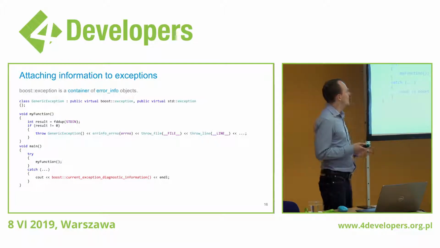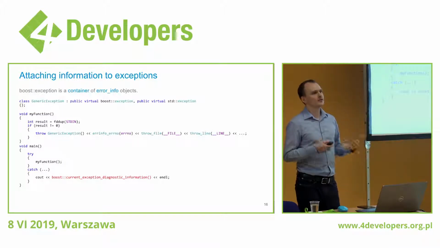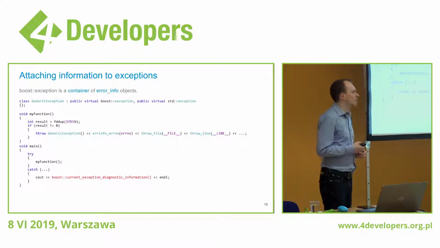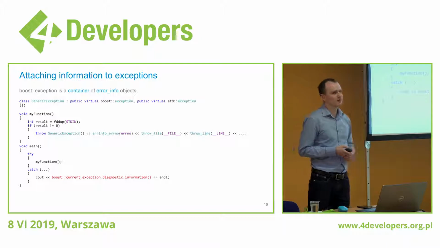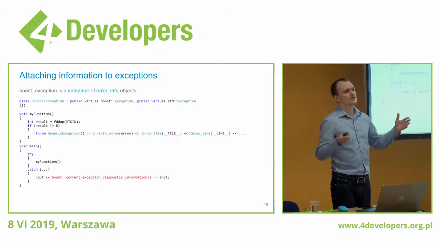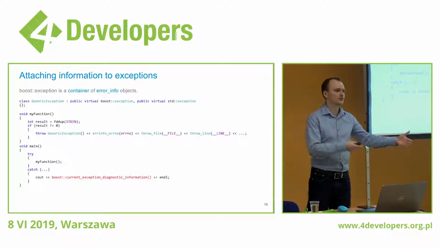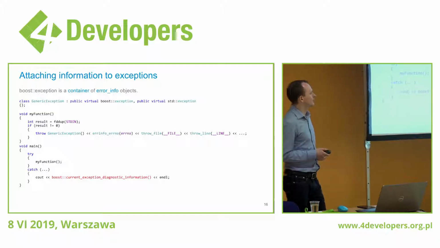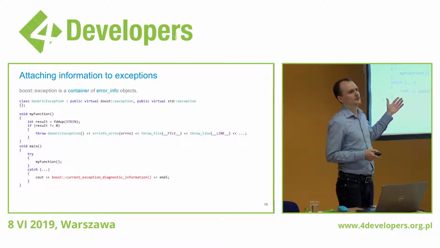messages. And how to get an error message? First of all, you can query this container of data programmatically, but there is also a convenience function, current exception diagnostic information, which simply gives you a string that contains all the information you have put into this exception. This is good for logging. This is good for debug information. So this is how you get rich error information.